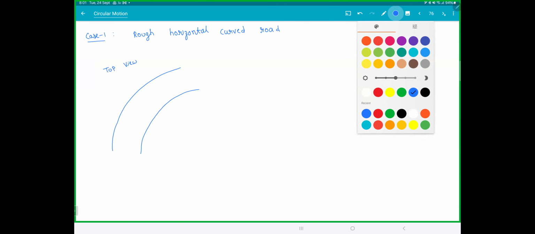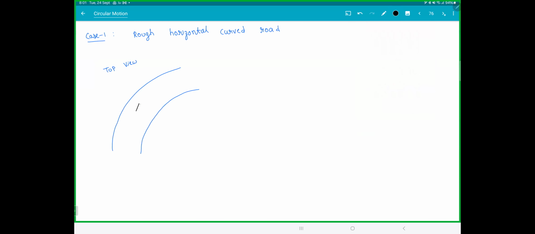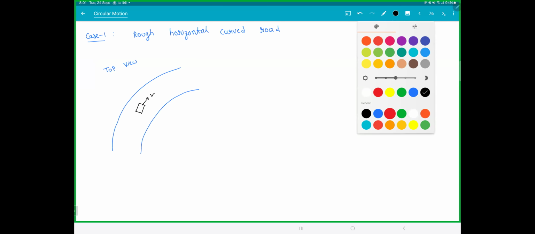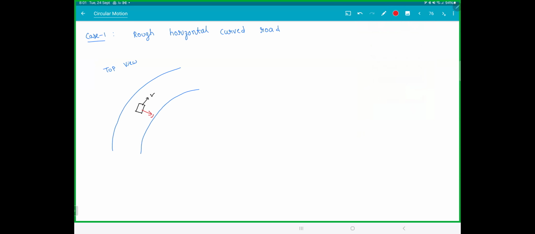Now see the problem here. A vehicle enters this track and goes in a circle with some speed v. Since it is going in a circle, it should have a centripetal acceleration. So friction will come this way. This friction must provide the centripetal force m times a_c, which is nothing but mv square by r, which is less than or equal to mu mg. That means we have v less than or equal to root mu g r.